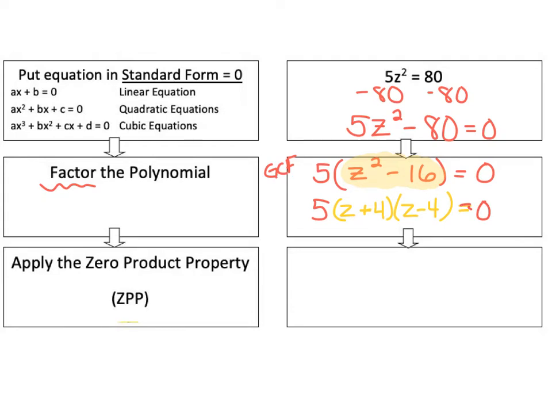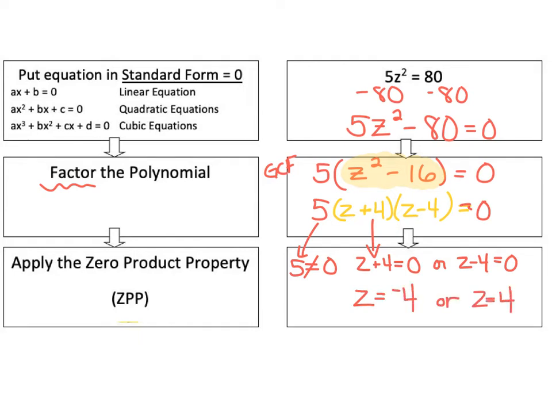Now I apply the zero product property, which says anywhere that I have a factor, I'm going to set it equal to 0. Well, this first one, because it doesn't have a variable, doesn't make sense to say 5 equals 0. That doesn't give me a solution. If I go to z plus 4, set that equal to 0, or z minus 4 equals 0. These two will give me two solutions. The first one gives me z equals negative 4, or z equals positive 4. So the two factors with the z give me two possible solutions.